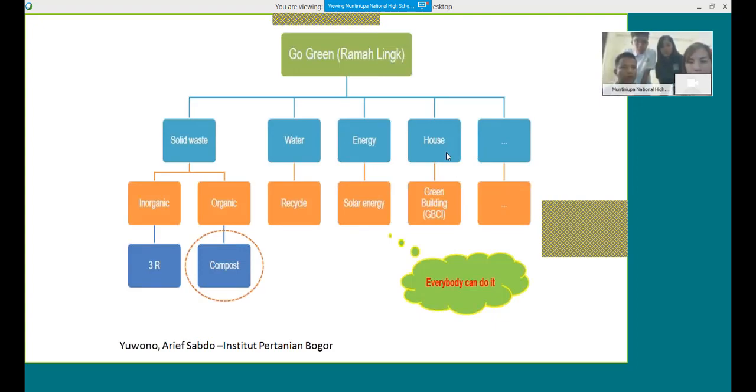We have here the concept map wherein we can see the Go Green project, taken from the presentation of Arief Sabdo Yuwono of the Institut Pertanian Bogor. In this illustration, the Go Green would have the following factors: solid waste, water, energy, and house. The solid waste is separated into inorganic and organic waste, wherein the focus of our presentation today is on the organic and the composting process.